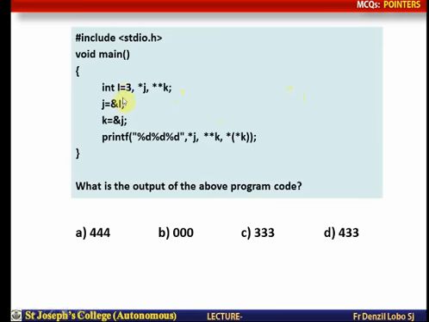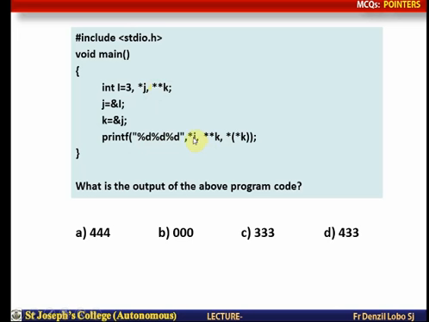So here we initialize I to 3, then we have star j, star k. So pointer to pointer: a pointer to pointer will store the address of the pointer, please remember. And the ordinary pointer will store the address of an integer variable. So j is equal to the address of I. K is equal to the address of j, pointer to pointer.